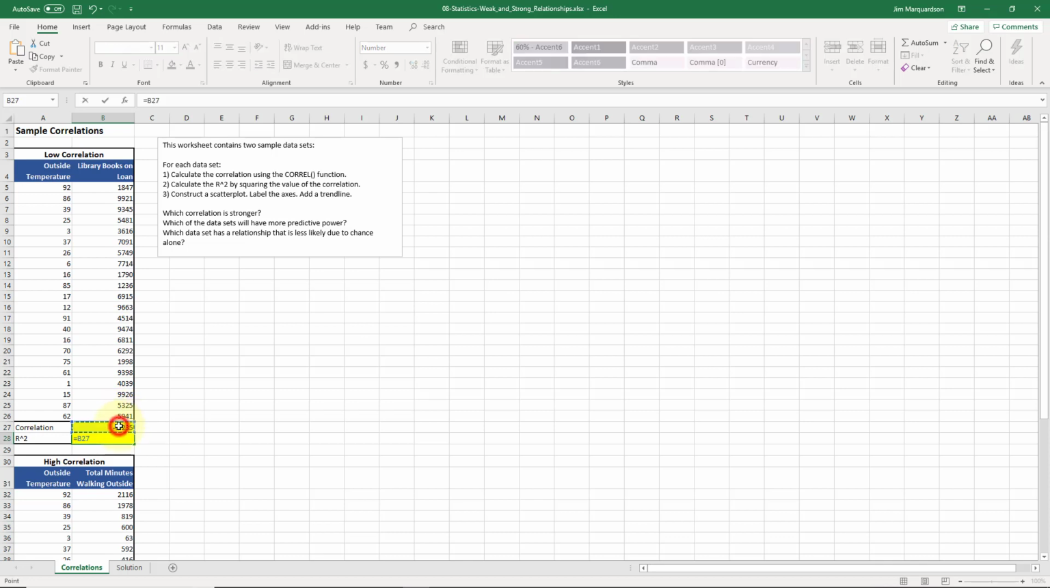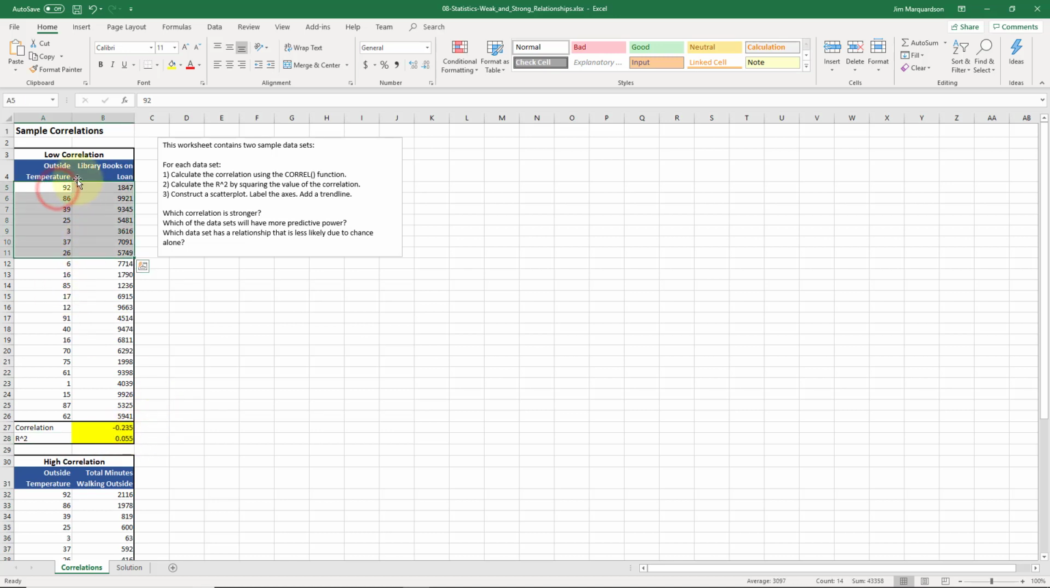So if we just square that value, that will give us the value of what's called R squared, which is the percentage of variance that we're explaining. So here, temperature is explaining about 5.5% of the variance in people checking out books. So it's not really a fantastic predictor.